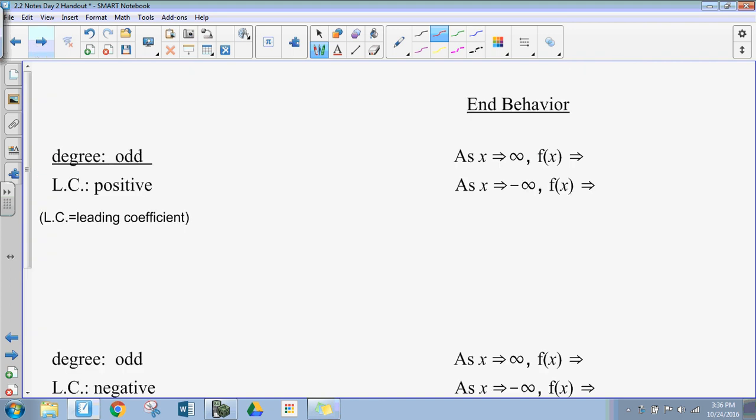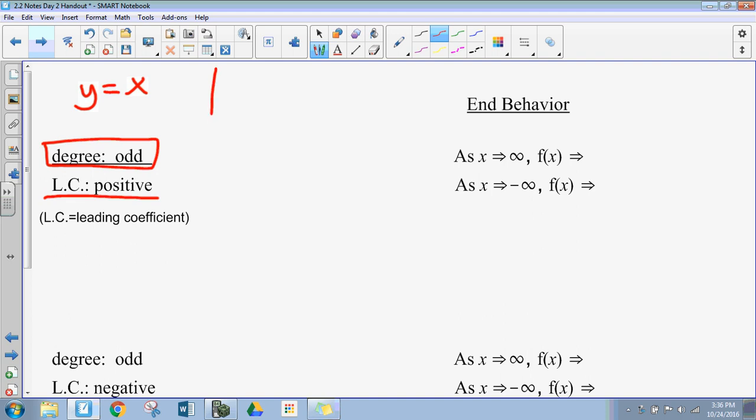Okay, end behavior. The first case we're going to do is when the degree is odd. Think about polynomial functions with an odd degree, so the degree is 1, 3, 5. The function you recognize right now is y equals x. The degree of that one would be 1, and the leading coefficient is positive.